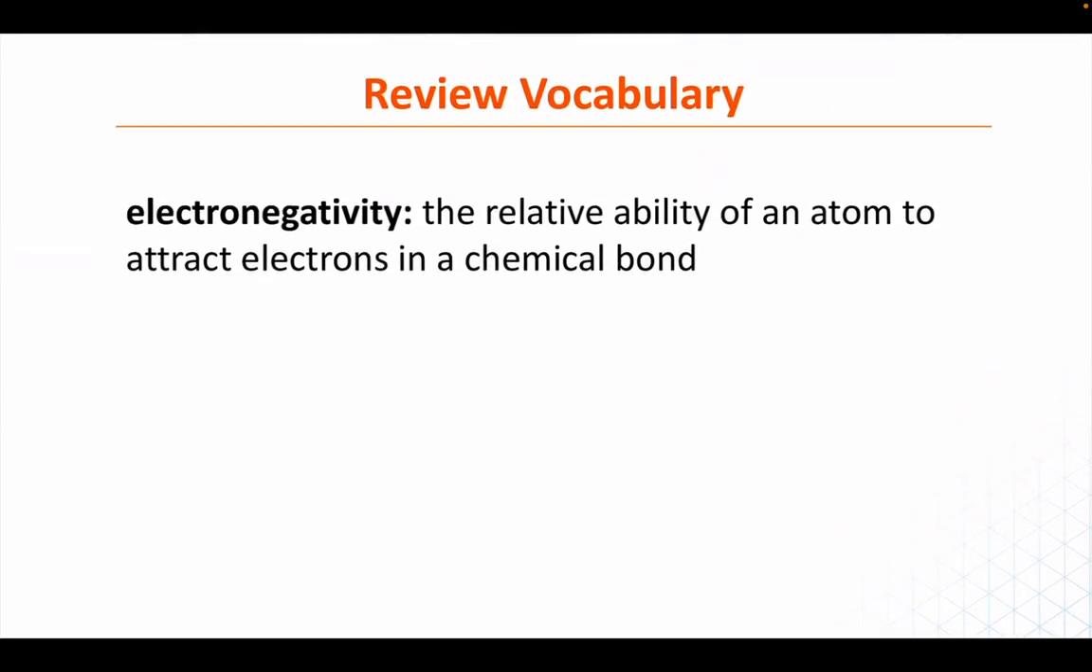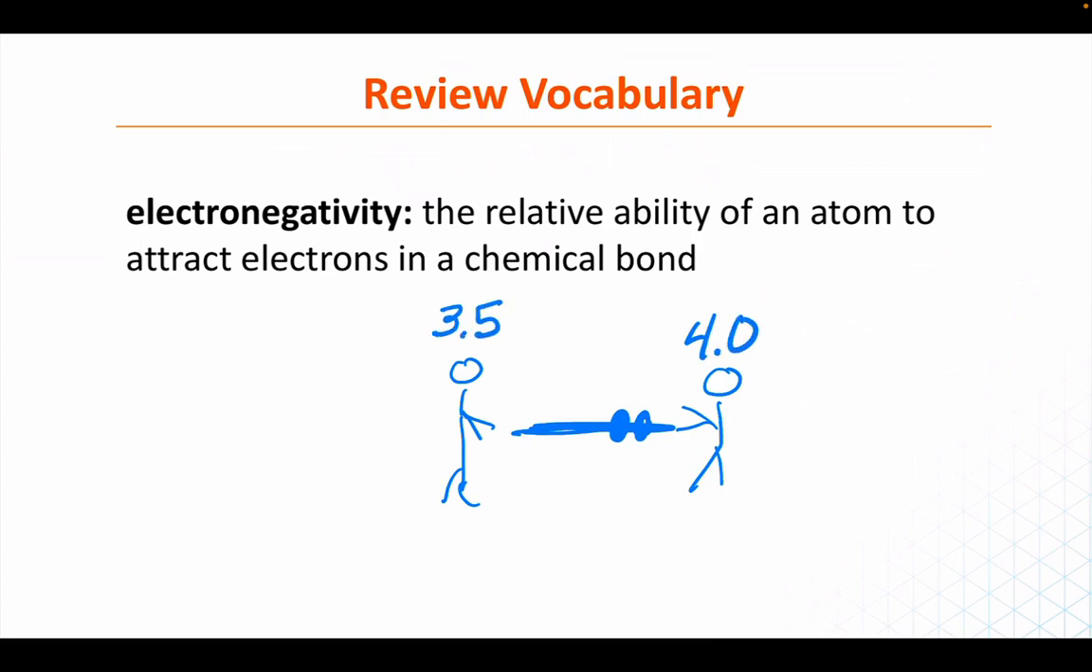If you remember, it's kind of like a tug of war, if elements were people. Who's going to pull on the electrons? Like if we had two electrons, if this was fluorine and maybe this was, I don't know, oxygen, fluorine's going to be able to pull those electrons closer to itself.